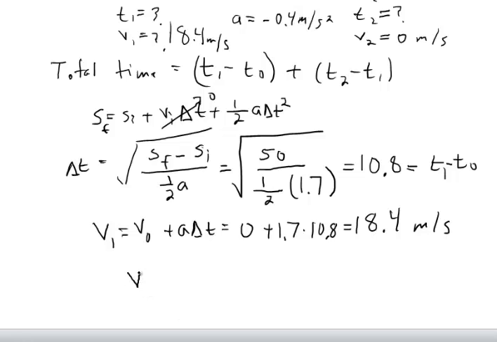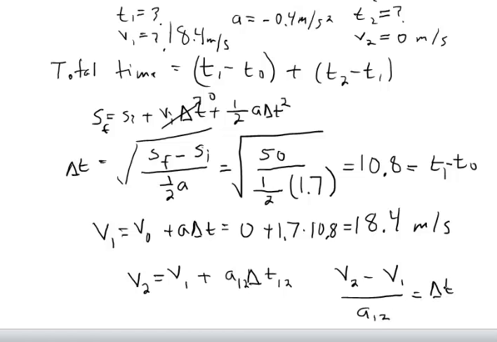So again, it's V, now this would be V2, that's the final. Initial would be V1 plus A delta t. This is between 1 and 2. And this is the time between 1 and 2. So I'll solve that for time. So it would be V2 minus V1 all over the acceleration rate, which we already know. And it gives us that time interval.